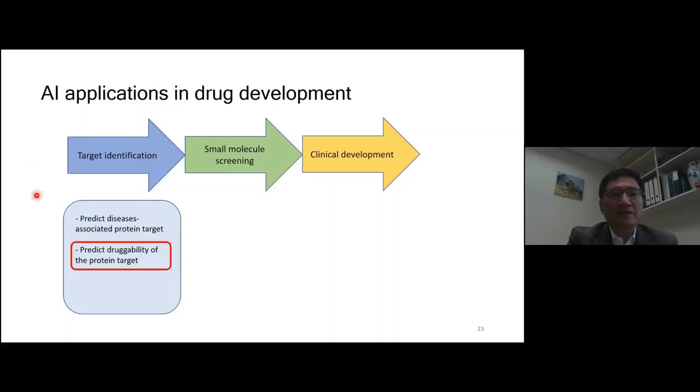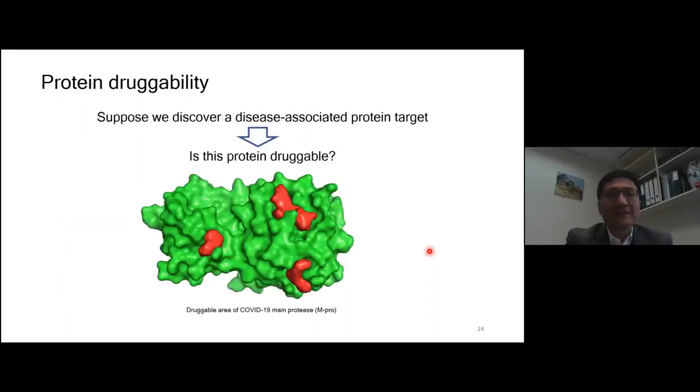And of course, second, we would like to predict the druggability of a protein target. How do we know this protein could be a drug target, before we do this screening and clinical development and so on? Suppose we discover a disease-associated protein target. So is this protein druggable? We use this main protein as an example again.